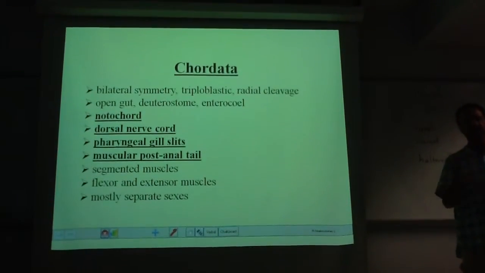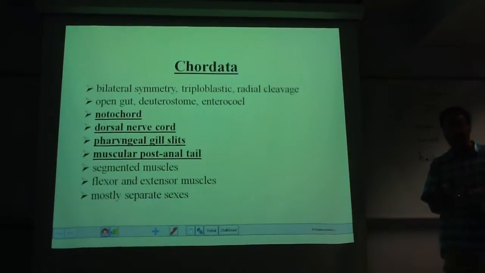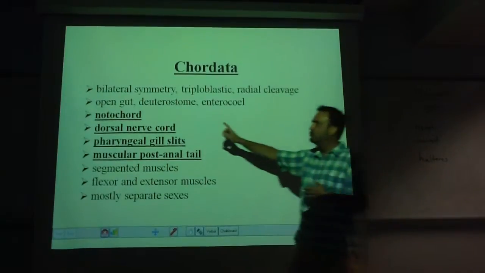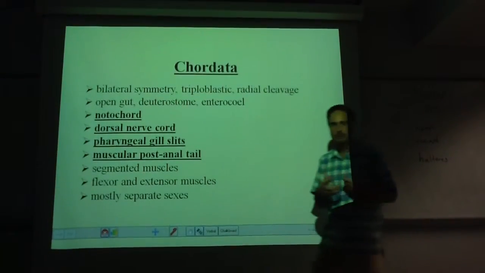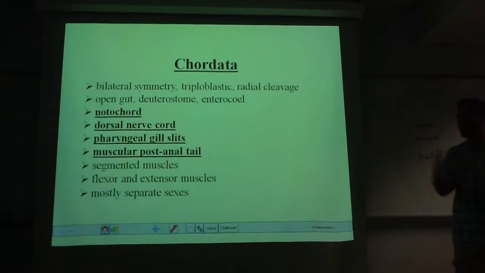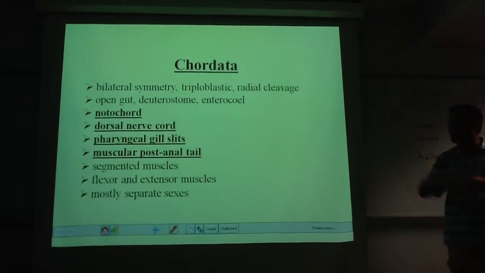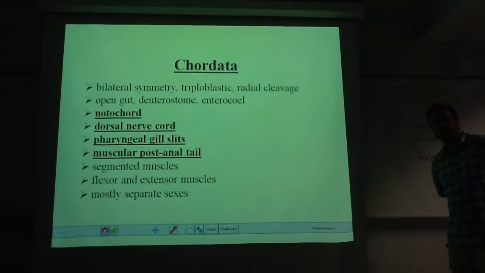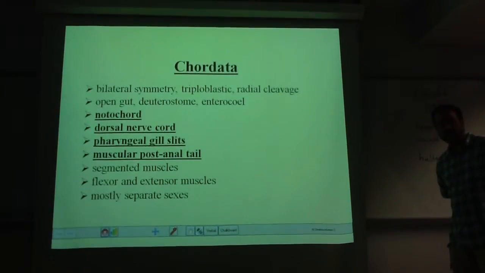Every chordate has these four characters at some point during their life. That's an important thing. At some point during their life. So you don't have to necessarily retain them into adulthood, right? In fact, there's a couple of those that you don't. So a notochord is a thin, flexible rod that runs along the dorsal side of the animal.